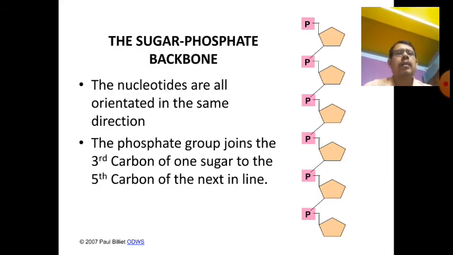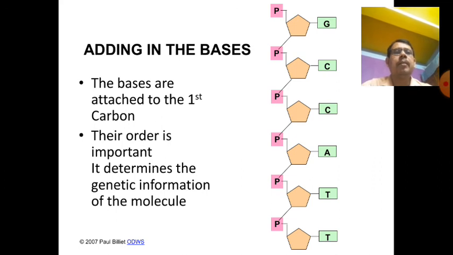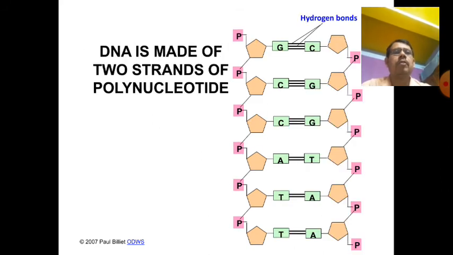The sugar, the base, sugar-phosphate bond. Actually, all nucleotides are esterified with the phosphodiester linkage, adding with the base at the first carbon, and they are important to determine the genetic information because of phosphate also. This is the complete structure of the DNA.